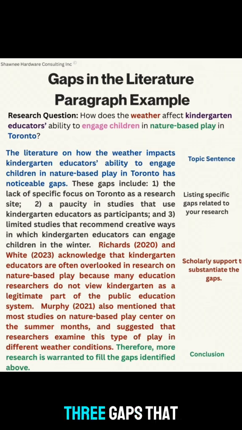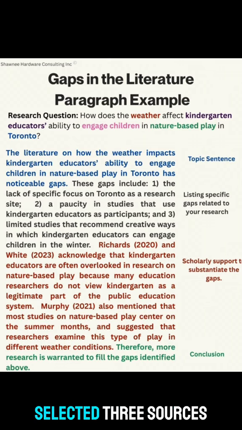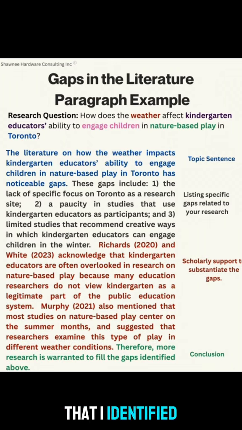Thereafter, I list 3 gaps that I observed in the literature. After that, I selected 3 sources that help to substantiate the gaps that I identified above. Now, some new researchers tend to struggle with figuring out which sources they need to use to justify the gaps that they identify. My suggestion is that you look to see what the sources that you're using are recommending for future research, or you look to see the limitations that are listed in journal articles.